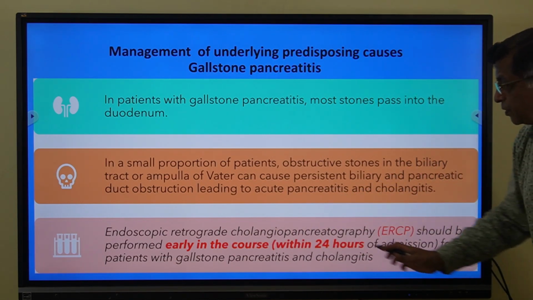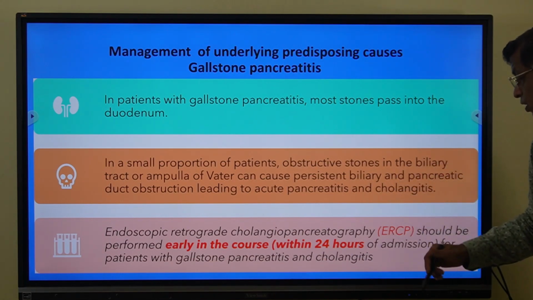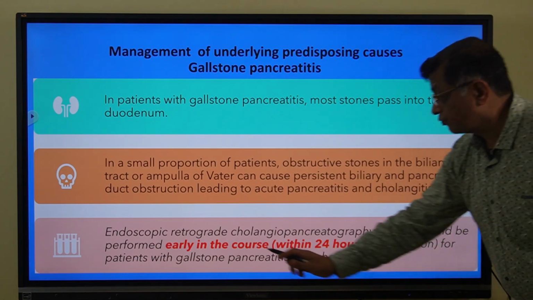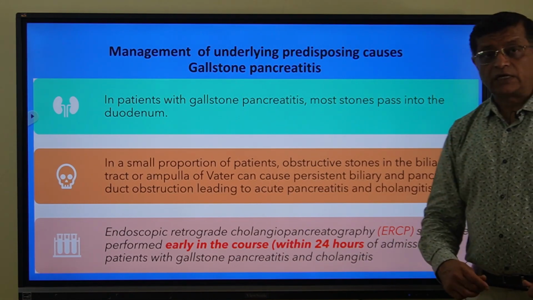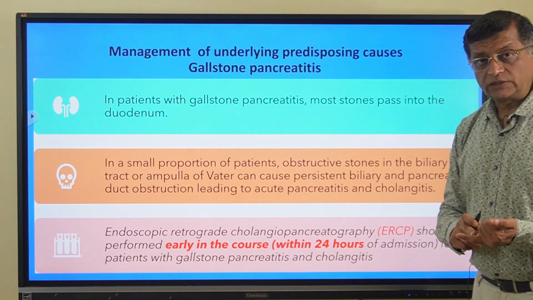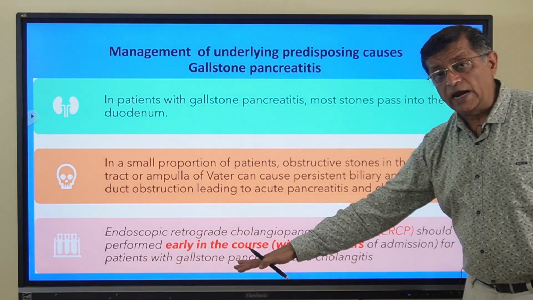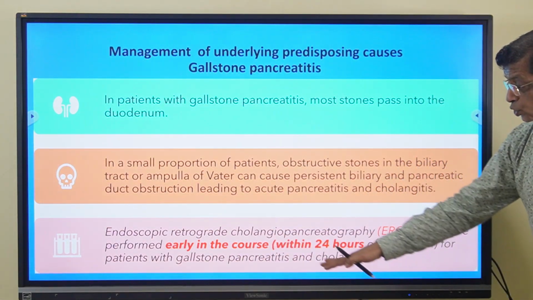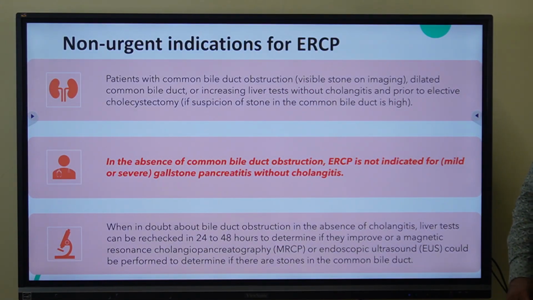ERCP should be performed early in the course of the disease, that is within 24 hours of admission, for patients with gallstone pancreatitis and cholangitis. Cholangitis is diagnosed by Charcot's triad: fever, jaundice and abdominal pain. So if the patient has features of cholangitis and gallstone, then you should do early ERCP. There are some non-urgent indications for ERCP.